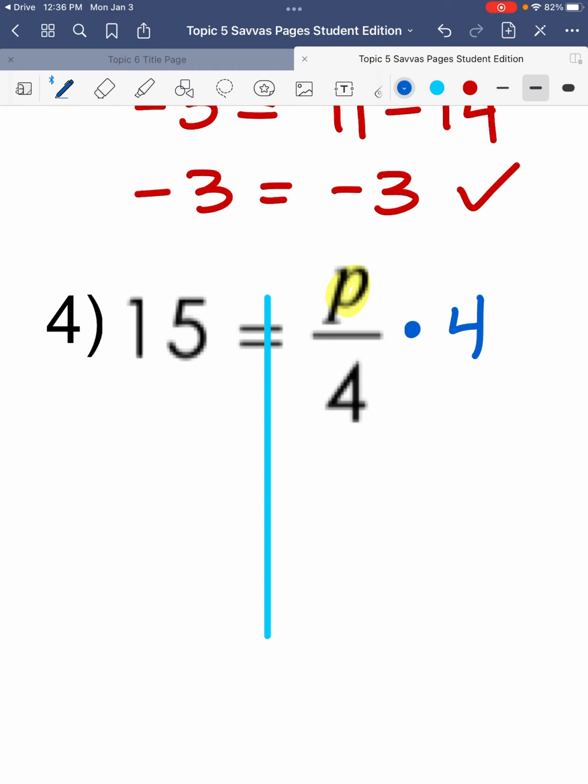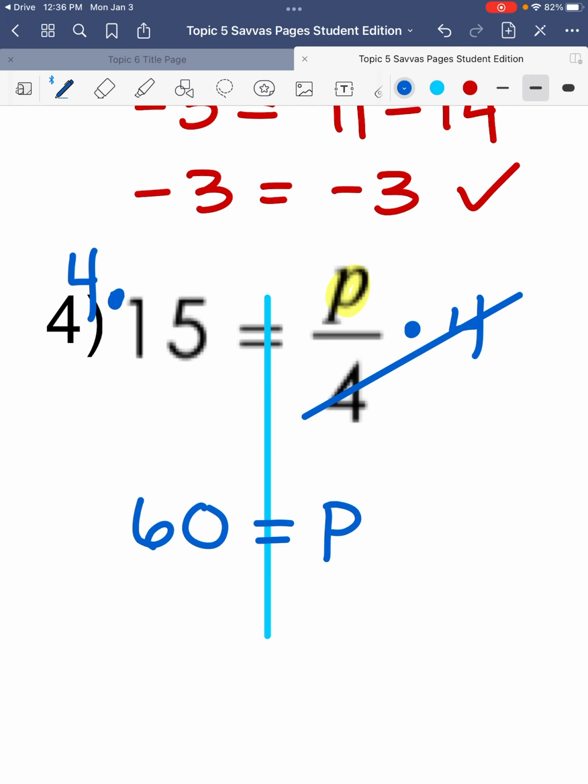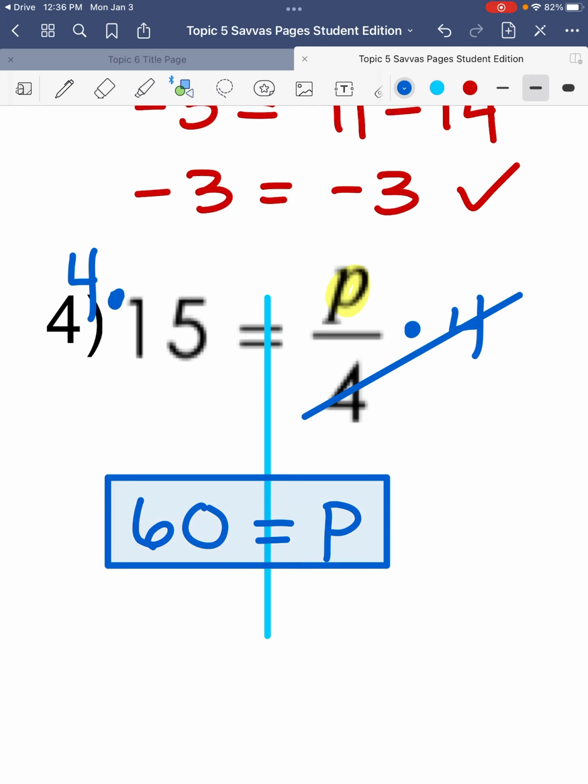And if I multiply by 4 on that right-hand side, on the left-hand side, I need to multiply by 4 as well. So let's talk about the side with the P. When I multiply by 4, my 4's cancel out, and I'm left with just P. P is by itself. Now on the right-hand side, 4 times 15, if I write that out and show my work, or if I put it in my calculator, however you do it, you're going to get 60. So 60 equals P. That is our solution, but we're not done because we always have to check our solutions.